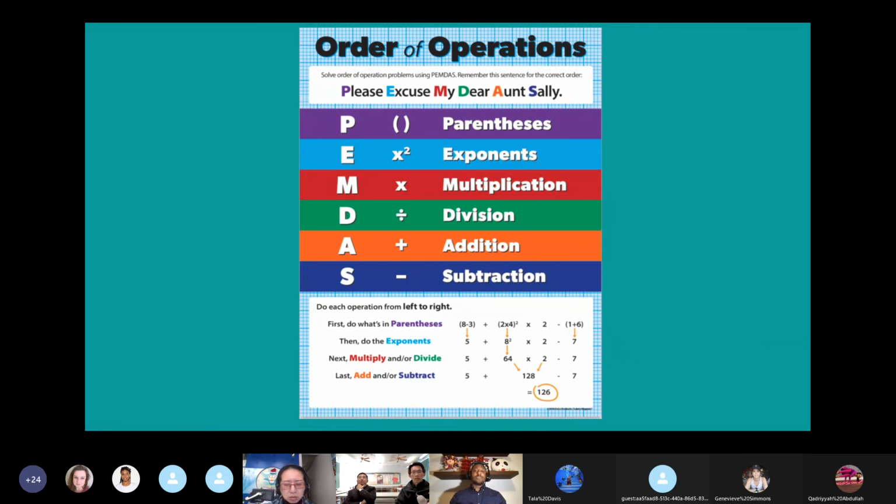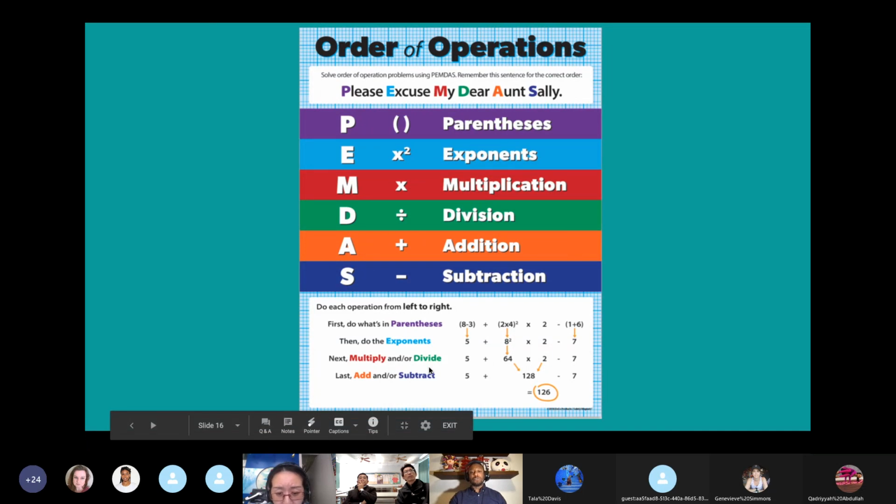This is just a cute little phrase that I know many math teachers have taught over the years just to keep students in mind of the order that they should work a math problem. And you have an example down here of a math problem that contains parentheses and exponents. It shows you which ones you would want to do first to come up with the answer here of 126.